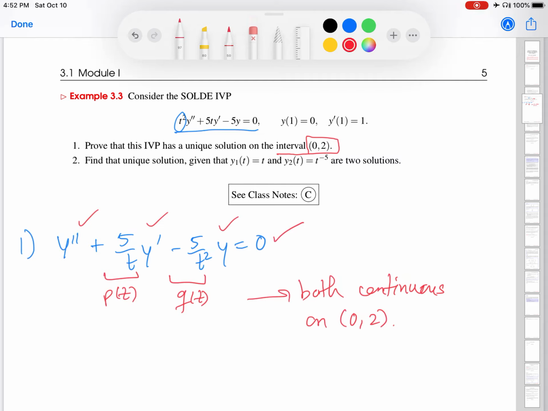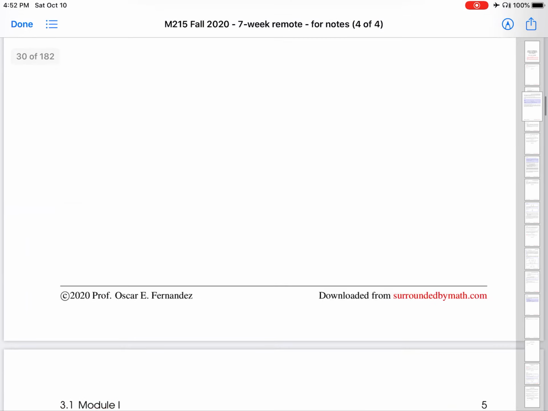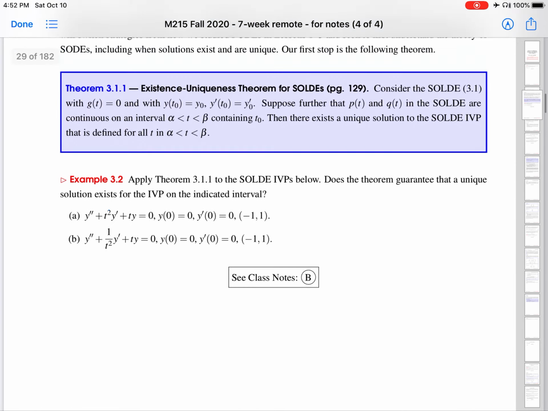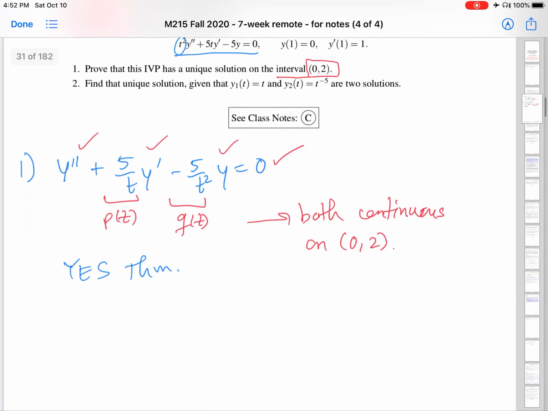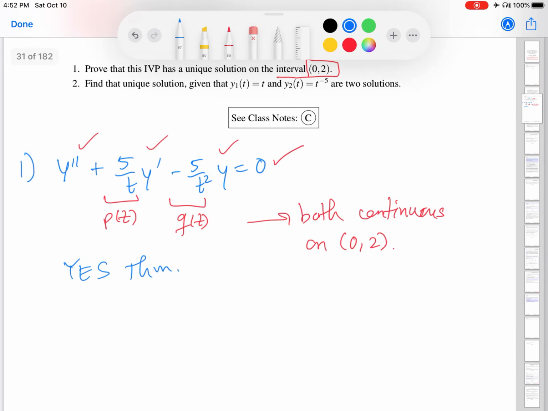So we conclude that yes, the theorem applies. I'm just going to scroll back to make sure I have the reference for that theorem. It's 3.1.1, so we'll put that down here. Yes, theorem 3.1.1 applies. Great, so we have proven that there is a unique solution.